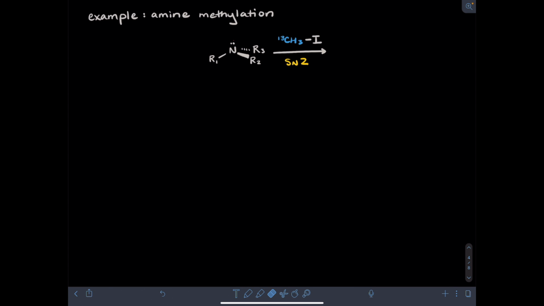As an example of a Curtin-Hammett scenario, let's consider an amine methylation reaction. Here I'm treating this amine with a carbon-13 labeled iodomethane molecule. This amine methylation will proceed by an SN2 mechanism. In the product, my nitrogen would have a new bond to the carbon-13 labeled methyl group. And notice that this cationic nitrogen product is chiral if all of these groups attached to it are different.